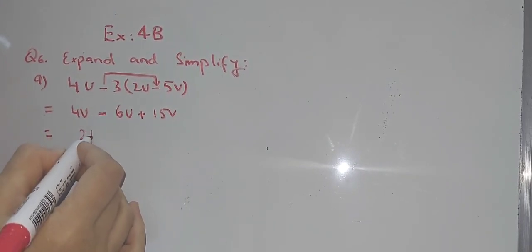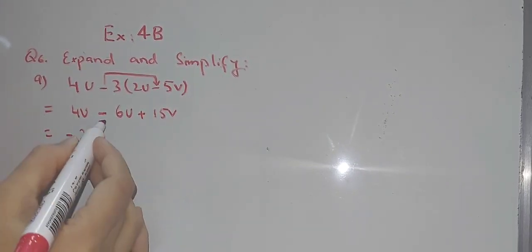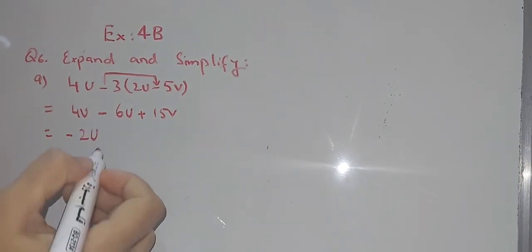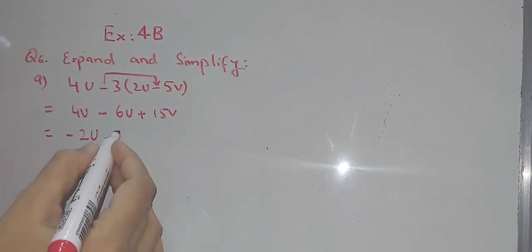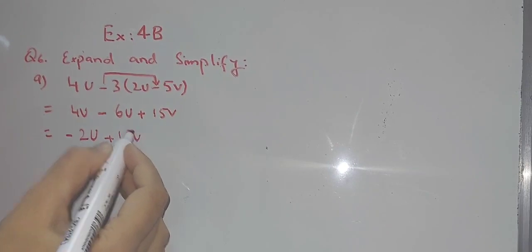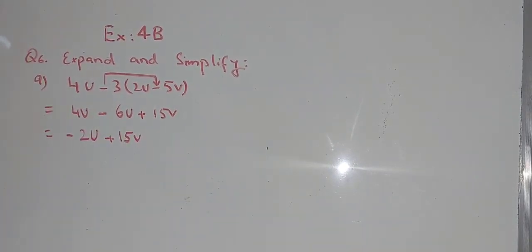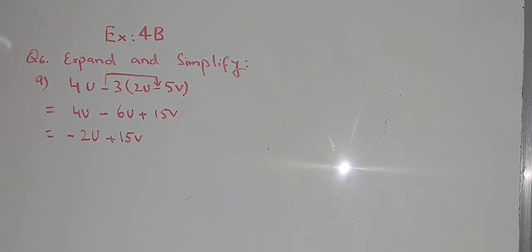It will become 2u, but with a negative sign because the bigger number carries the minus sign. 15v will come as it is because there is no other term to solve this. So the simplest form for part A is minus 2u plus 15v. Now move on to part B.